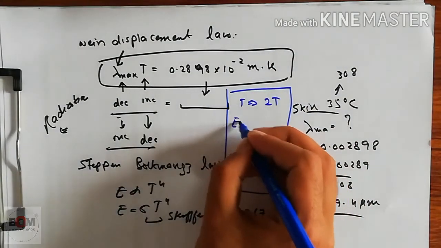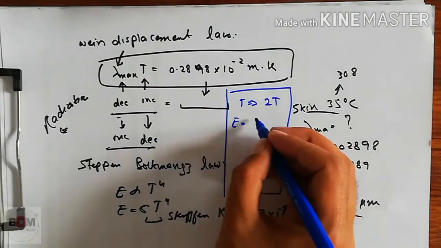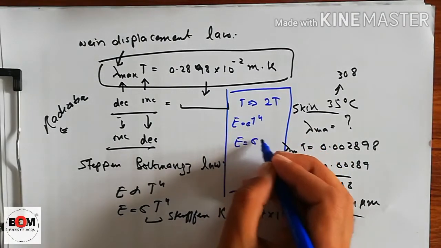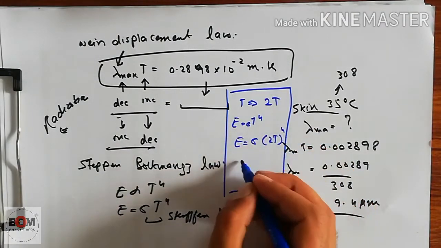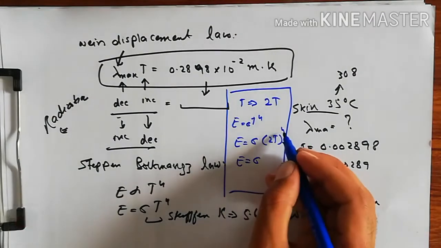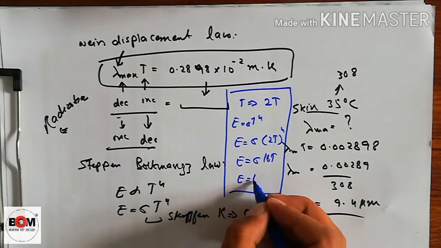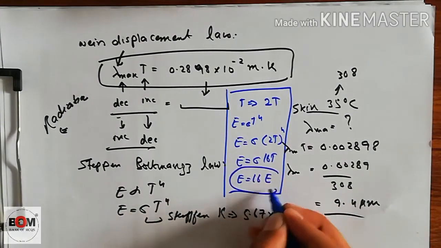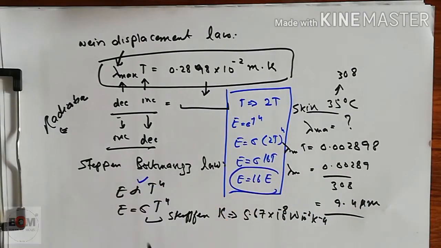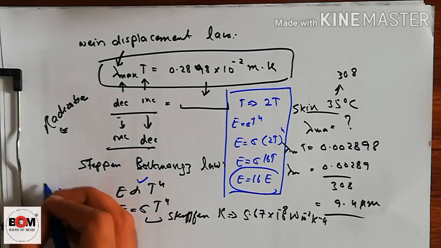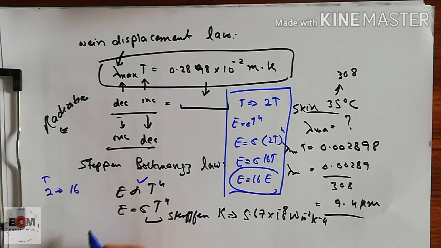So putting it in this equation, we know E is equal to sigma T to the power 4. So E is equal to sigma (2T) to the power 4. So E is equal to sigma 2 to the power 4 T to the power 4, that is 16 times. So E will increase 16 times. So if we double the temperature, energy will increase by 16 times.